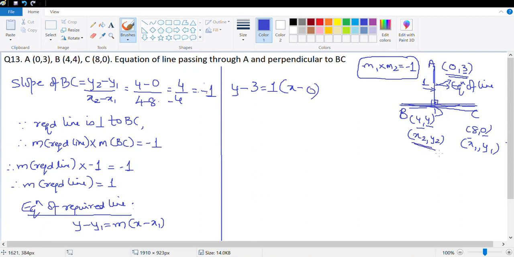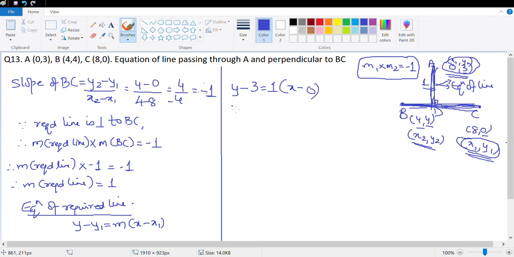Please don't go by x2, y2 and x1, y1 here. This is for the line BC. Now we are looking at the line AD. So in this case, I am taking this to be x1, y1, right? So don't get confused by x1, y1 here, and I'm taking these values because this was x1, y1 for the line BC. Now I am referring to the line AD.